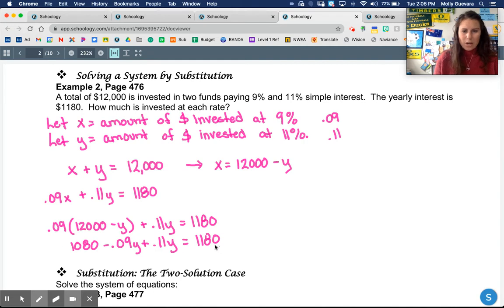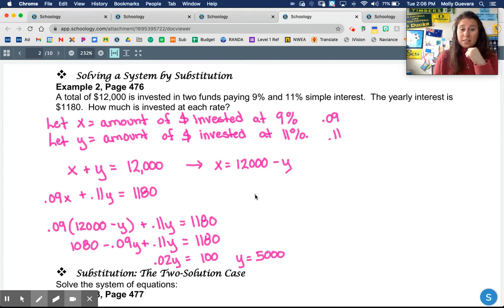So I'm going to subtract that 1180, sorry, I'm going to subtract the 1080, which gets me 100. And the negative 0.09y plus 0.11y is 0.02y. Divide both sides by 0.02, and I get y is equal to 5,000. So I've invested $5,000 at, sorry, at 11%. Y is 5,000.